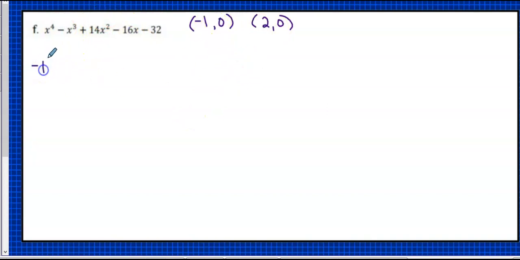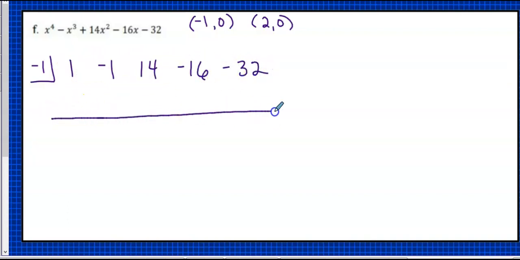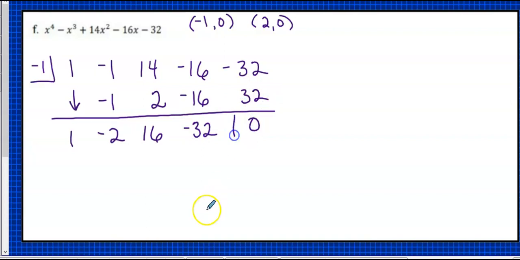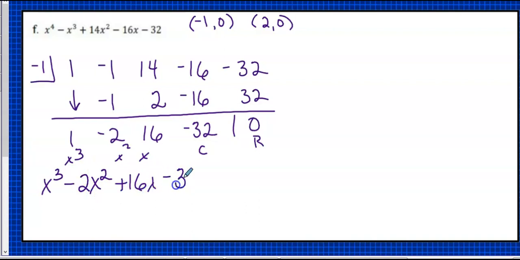So I'm going to use synthetic division with the -1. I have 4, 3, 2, 1 constant, so I'm just going to use my coefficients: 1, -1, 14, -16, -32. I should get a 0 remainder. Let's see what happens. Yep, so I get a 0 remainder. And what I'm left with, this is my remainder, constant, x squared, x cubed. So I have x cubed minus 2x squared plus 16x minus 32.